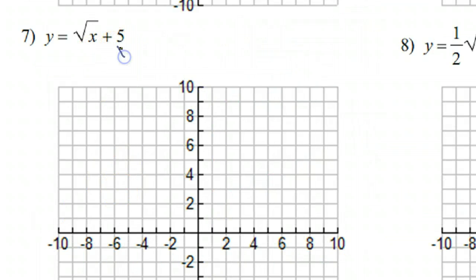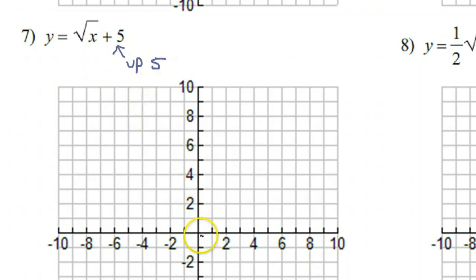Number 7 just has the 1 transformation. This plus 5, notice that it is not under the radical. The radical is not extending out over it. So when you have a number added outside, that is going to be a translation up. In this case, up 5.